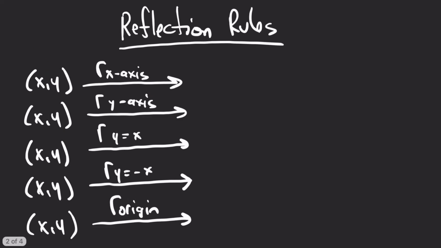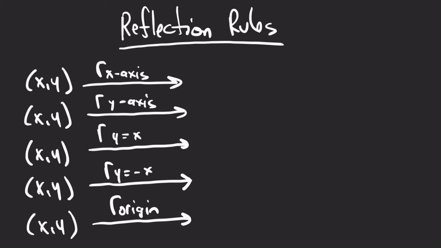This is not in your notes. I just want to take a few minutes to go over our reflection rules from the last lesson. And this is kind of a nice order for you guys to memorize these. I start with reflecting in the x-axis, then go to the y-axis, reflecting in the line y equals x, then the line y equals negative x, and then the origin.